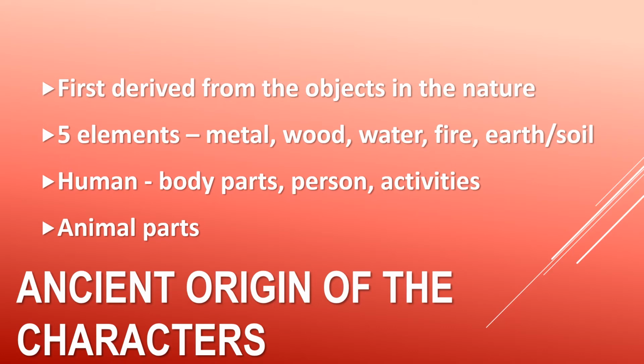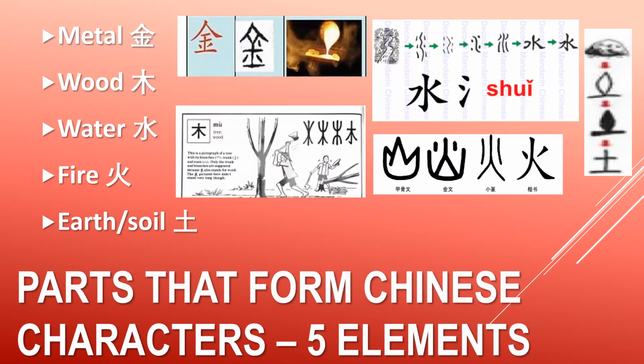Later, human-related parts and animals are also constituted to be the parts of the characters formation. 5 elements: metal, wood, water, fire, and soil, 金木水火土, are very commonly seen in Chinese characters. Also, they form the parts of other characters. You can see the evolution of the characters in the picture.